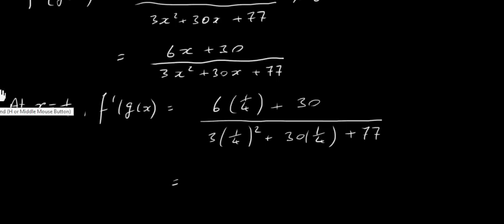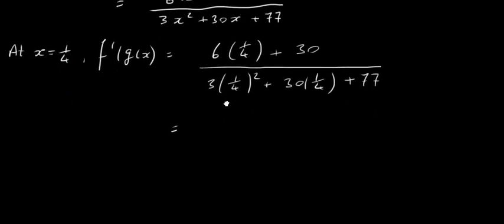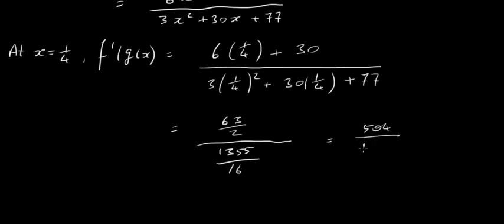what we get on top here is 63 over 2, and on the bottom what you end up with is 1355 over 16. And look, when you multiply all of that out, you get a fraction 504 over 1355, and then you've got to work that out to 3 decimal places. That's what the question asked.